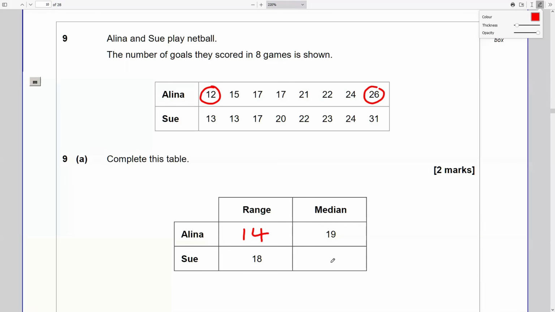And Sue, we've got to find the median. Well, for Sue, again, are they in the right order? Yes. Good. And have we got an odd number? 1, 2, 3, 4, 5, 6, 7, 8. No, we don't. So the median has to be the halfway between these two middle numbers, because the median is the middle. So traditionally you add them together. So 20 plus 22 is 42, and then you halve that, which is 21. But you can just look at it, it's the halfway point between those two numbers.